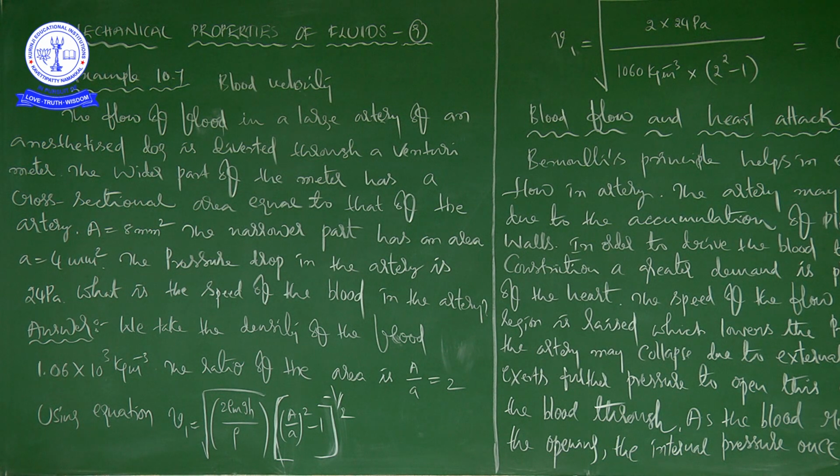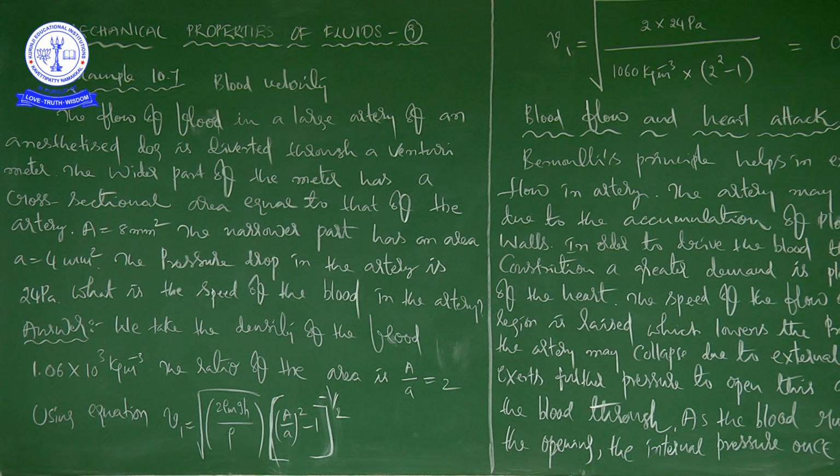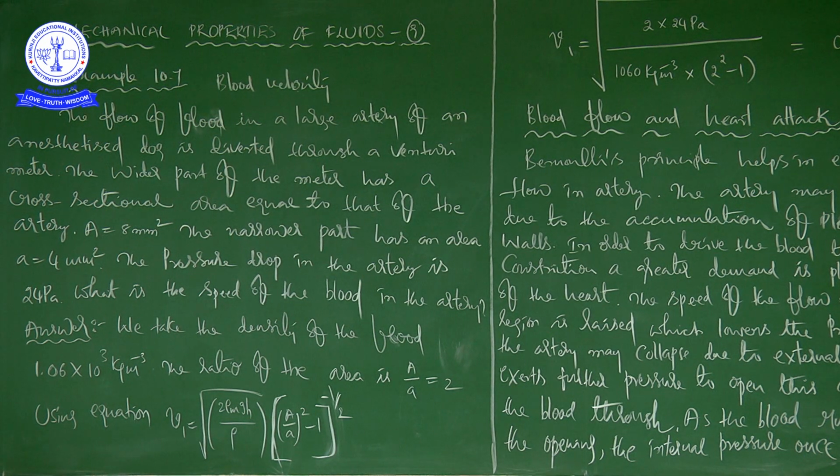a venturi meter. Now the wider part of the meter has a cross sectional area equal to that of the artery, A is equal to 8 millimeter square. The narrower part has an area a is equal to 4 millimeter square. The pressure drop in the artery is 24 pascals. Finally, what is the speed of the blood?